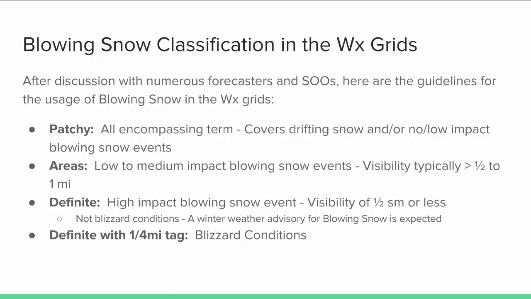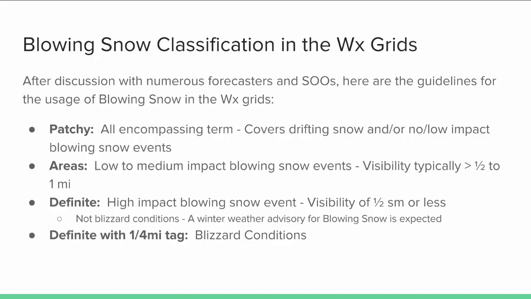While it's difficult to account for both the value and the coverage of visibility in one coverage term, thinking about these guidelines in terms of impacts makes them easier to understand. Take note that a fourth category is added. 20% PoP blowing snow equals patchy, 40% PoP blowing snow equals areas, 70% definite, and 100% definite with a 1/4 mile tag. That quarter mile tag will be added during the weather creation step of the Forecast Builder process.